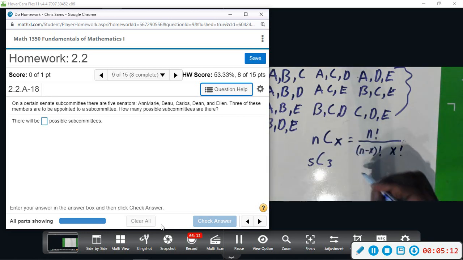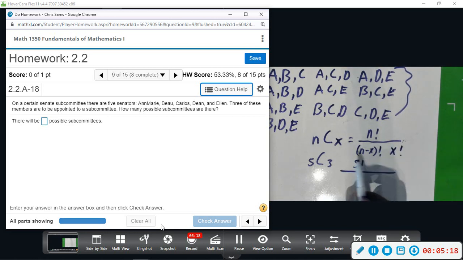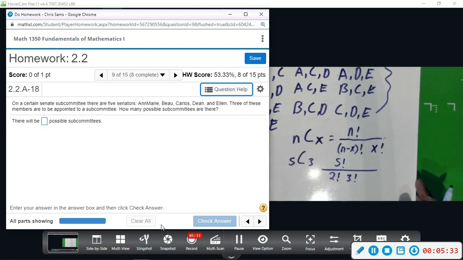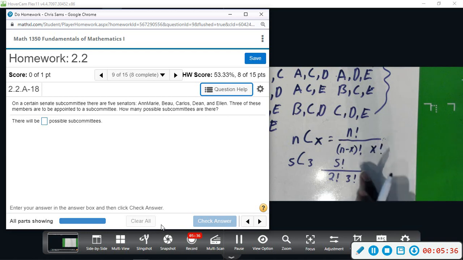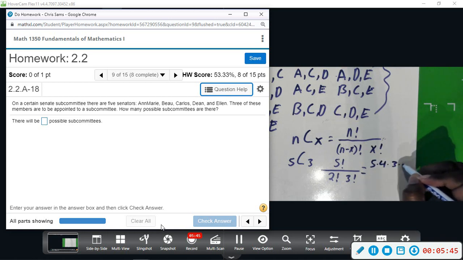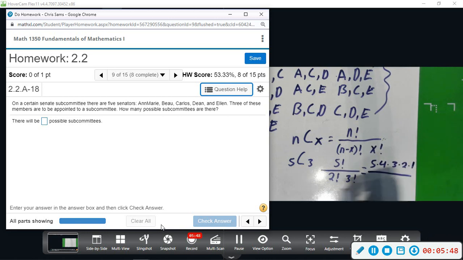So 5 is the n spot. We will have 5 factorial, and then on the bottom we would have 5 minus 3, so we can just put 2 factorial, and then we have another x, so 3 factorial. So remember, 5 factorial, or anything factorial, just multiply each term down until you get to 1. So 5 times 4 times 3 times 2 times 1. On the bottom, we're going to have 2 times 1, and then another 3 times 2 times 1.